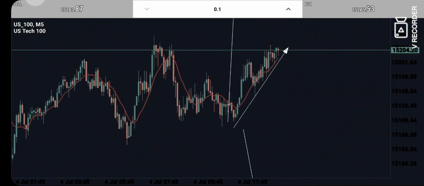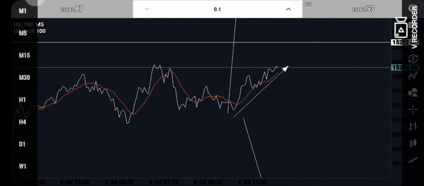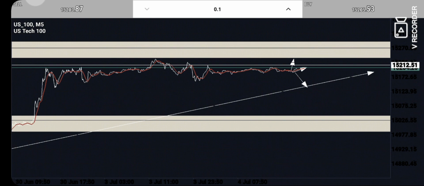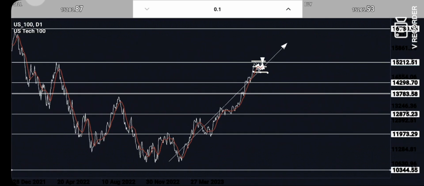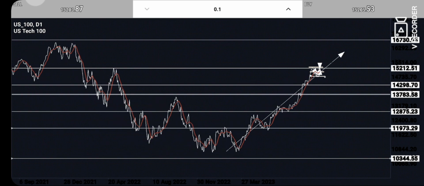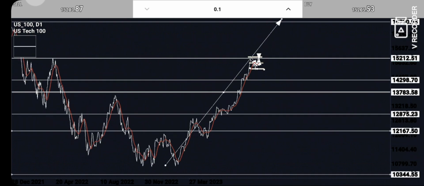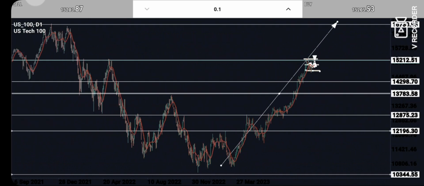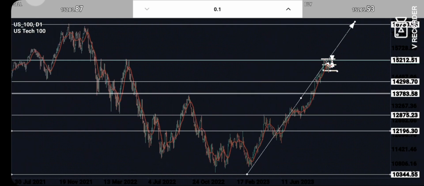Simple. So the other option that we'll check is the candles. You can use a light. You can even change it here. This one is a line chart. As you can see on the daily time frame, Nasdaq is pushing to the upside. Now you can change it to candlestick mode. This one is a candlestick mode. This one is a bar chart mode.